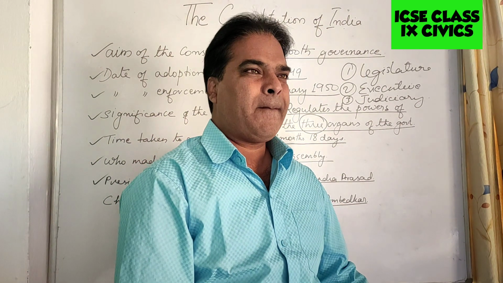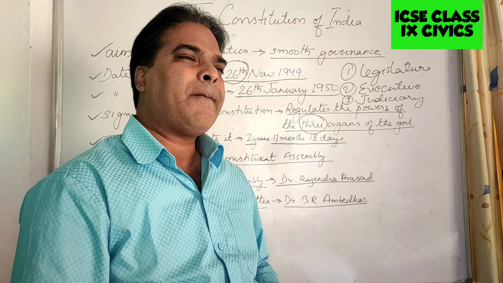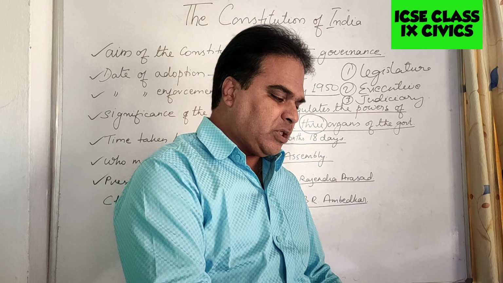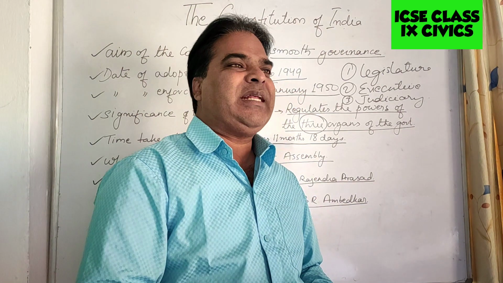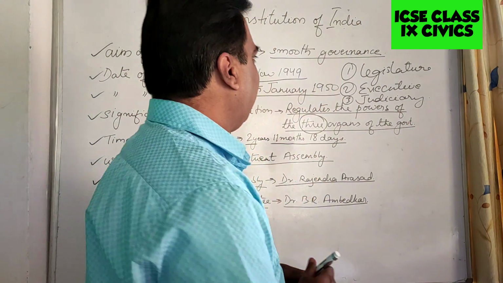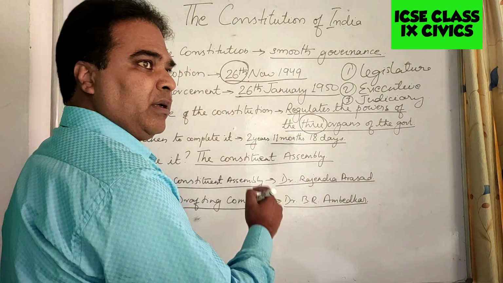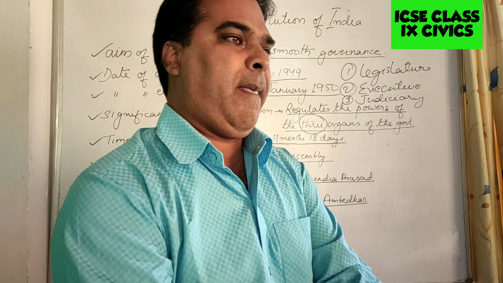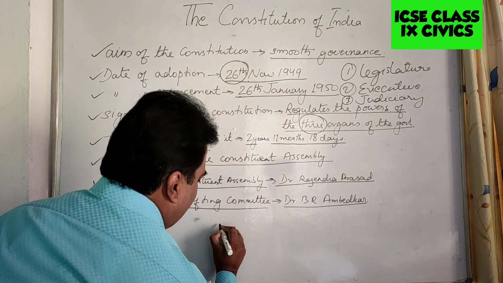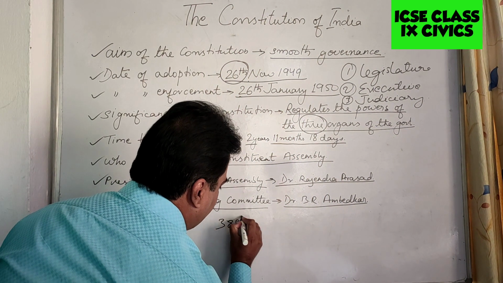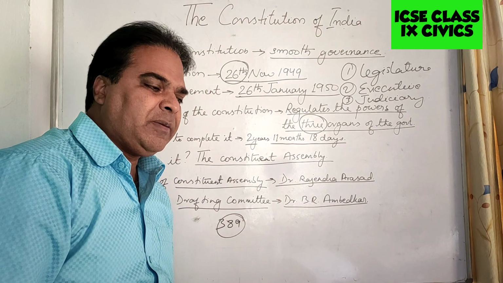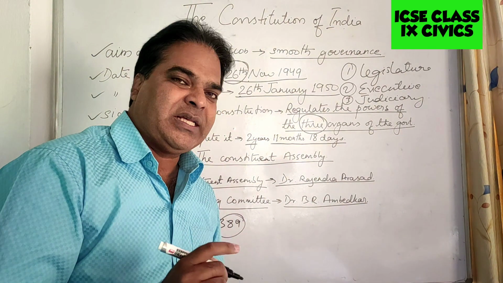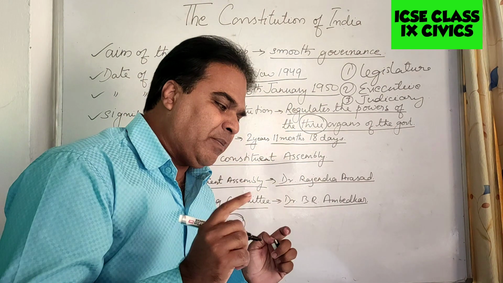Sir, I forgot, the Constituent Assembly, how many members were there? So the Constituent Assembly, originally it had 389 members. So it had originally how many? 389 members. When for the first time the Constituent Assembly was constituted, it had how many members?